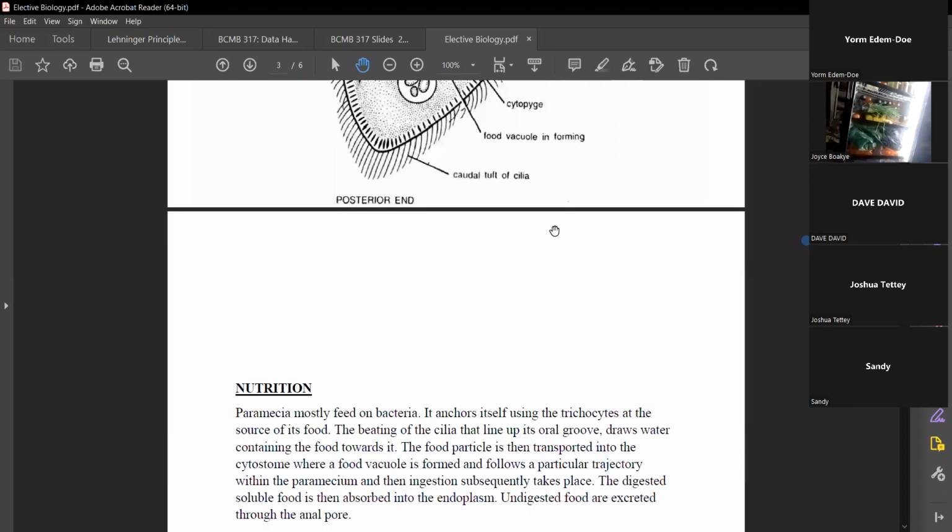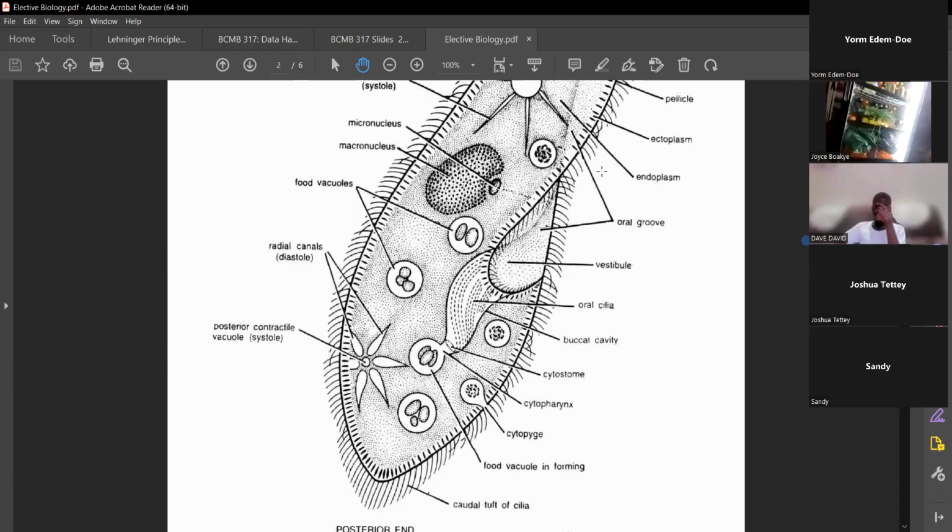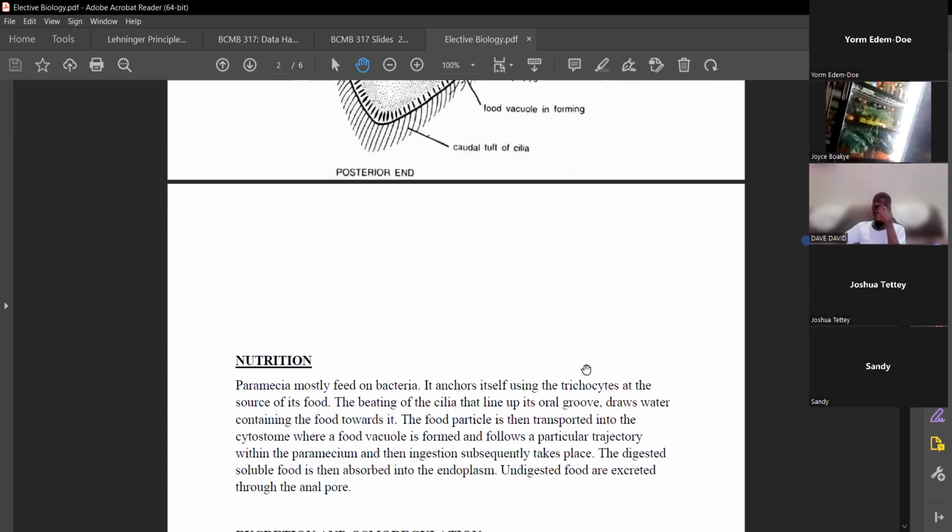So you have the cilia here beating in such a manner so as to draw the food to itself, but this food will be dissolved in water, or embedded in water. So the water that the food is in would be drawn into the oral groove, and it is caused by the beating of the oral cilia, right?